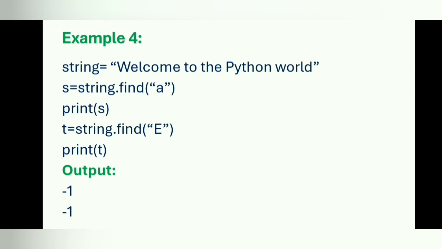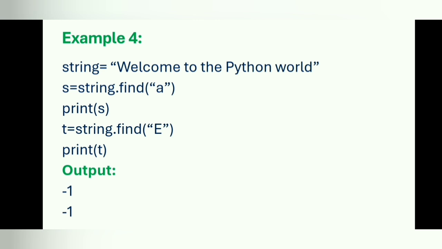In the following statement, we apply the string find method to this string by passing the substring E as an argument and store the result in a variable t. Then the print statement print t prints the return value of the string find method. Here the output is -1 because the substring E is not found in the given string. The string find method is case sensitive. That means lowercase e and uppercase E are two different letters. If the substring is not found, the string find method returns -1.